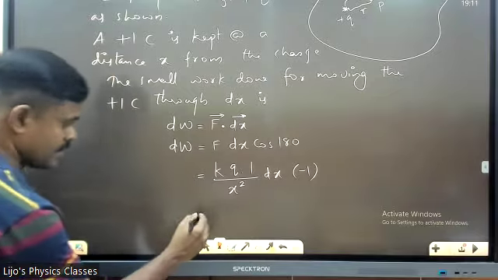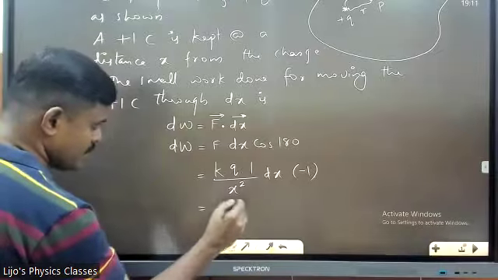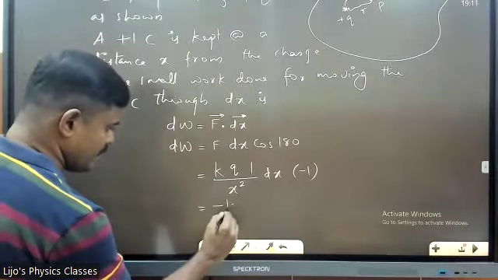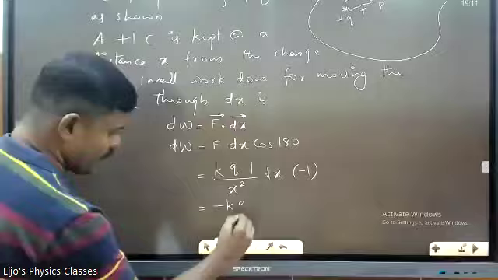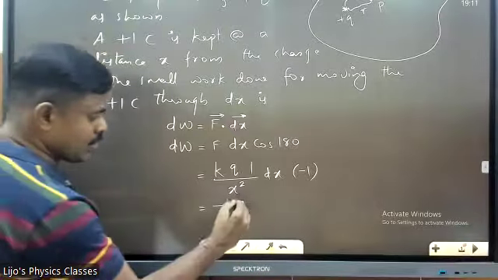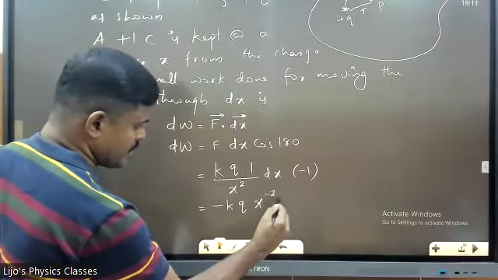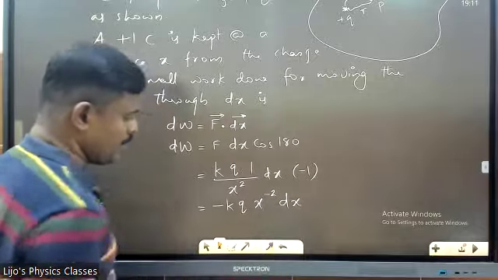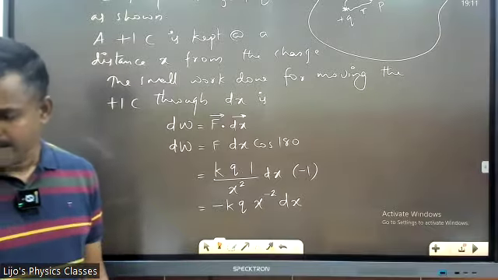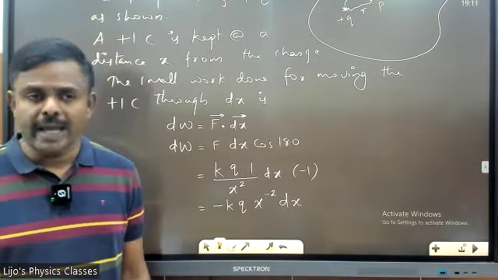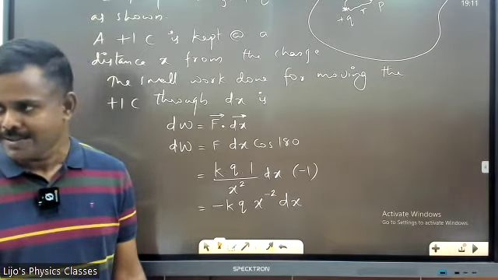Tell me what you're going to get. Good evening, Vyom. This is what? Minus k q, x square goes to numerator. What is it? x raised to minus 2 dx. x square goes to numerator to become x to the power minus 2 dx, right?